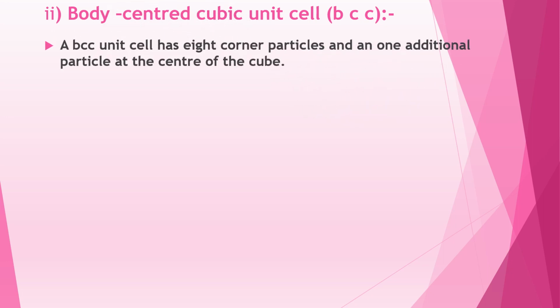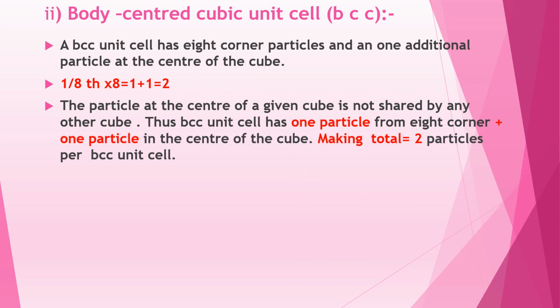Next one, body centered cubic unit cell. Number of particles in a body centered cubic unit cell. A BCC unit cell has 8 corner particles and one additional particle at the center of the body of the cube. That is 1 by 8 into 8, which is equal to 1, plus 1 body center atom, equal to a total of 2 atoms.